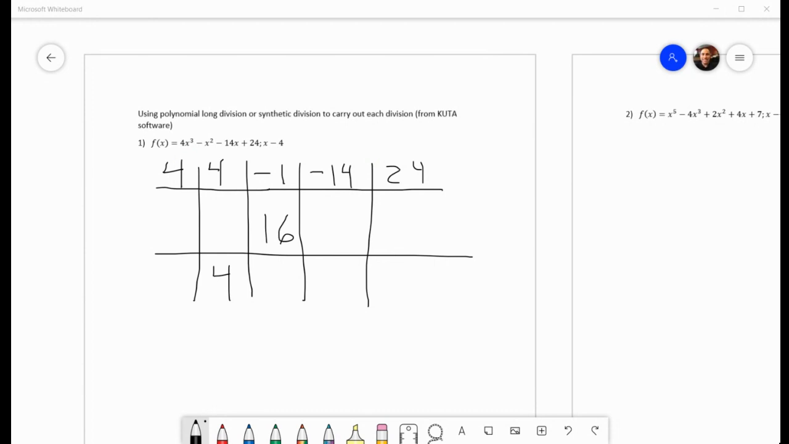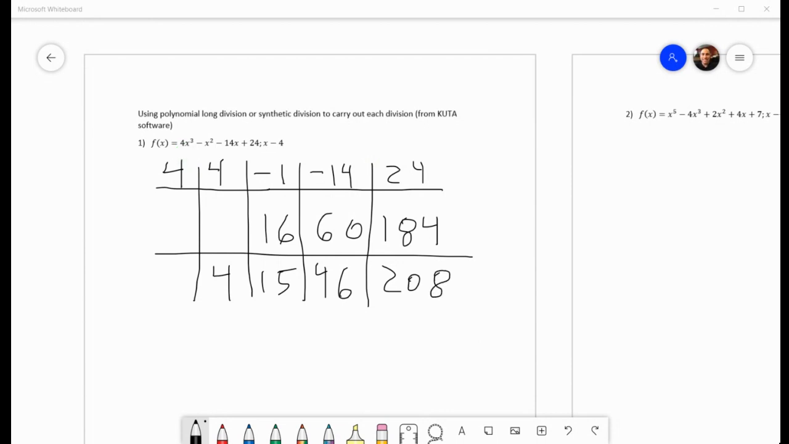Now we add, right? Negative 1 plus 16, that's 15. Okay, that's good. So getting closer. 4 times 15 is 60. And if you add that to negative 14, you're basically multiplying then adding. Then you'll get 46. And then 4 times 46, that's 184. And then you add, you get 208, like so.